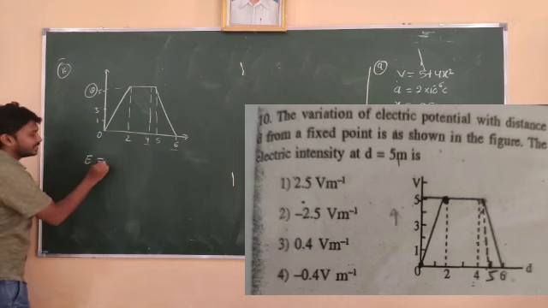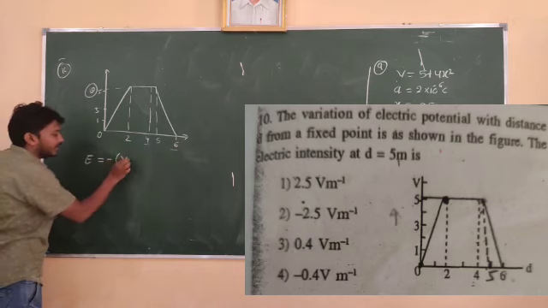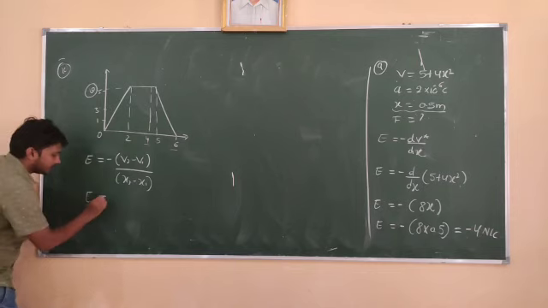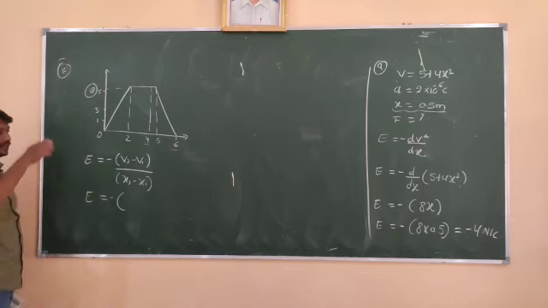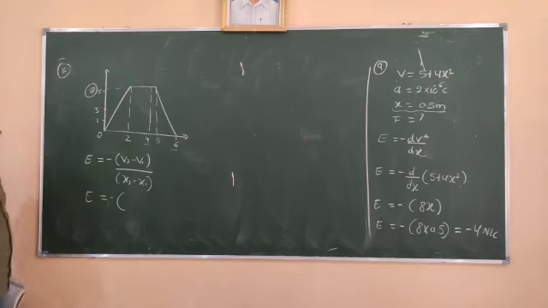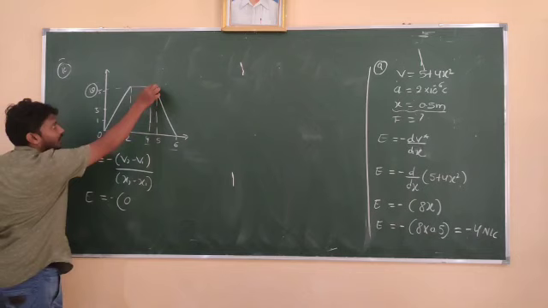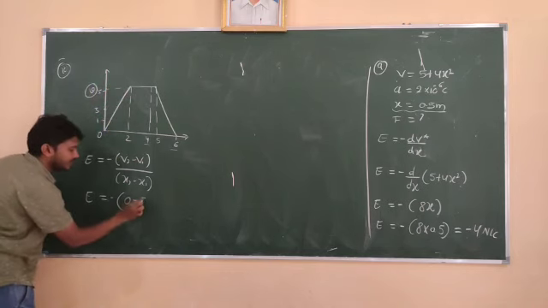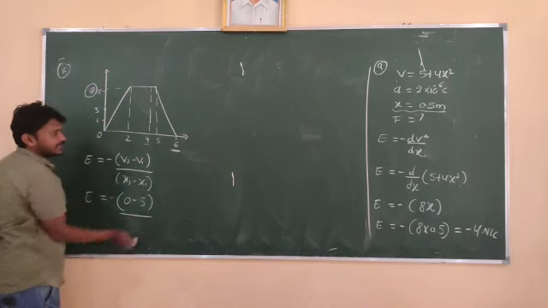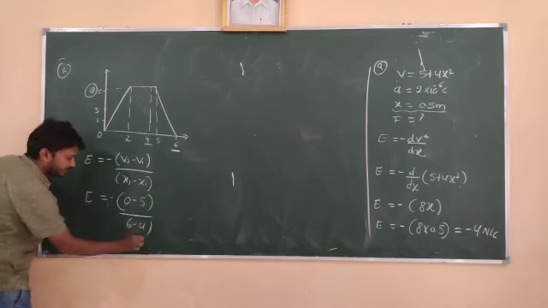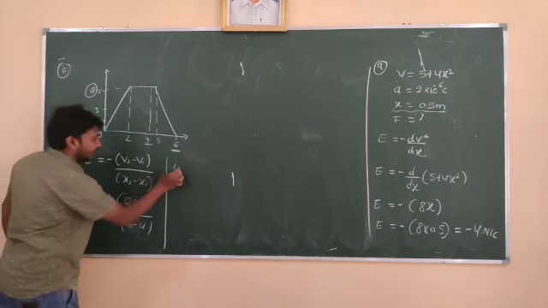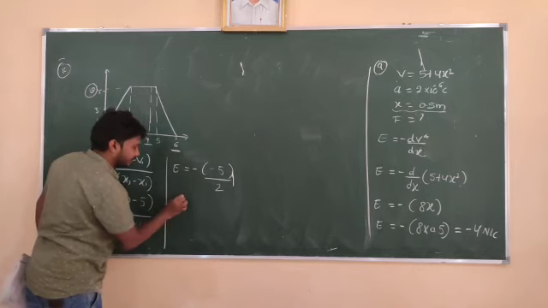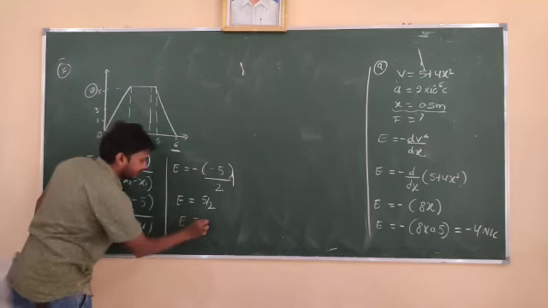So the electric field E is equal to minus dV by dr. Shall I take V2 minus V1 divided by x2 minus x1. Look here, V2 minus V1: the initial potential is 5 volt and finally the potential reaches 0, divided by x2 which is 6 minus x1 which is 4. So E is equal to minus of, minus 5 divided by 2, minus into minus is plus. So 5 by 2 is nothing but 2.5.